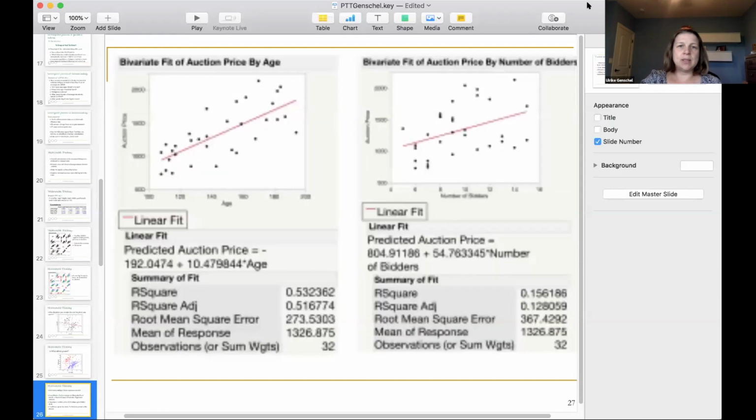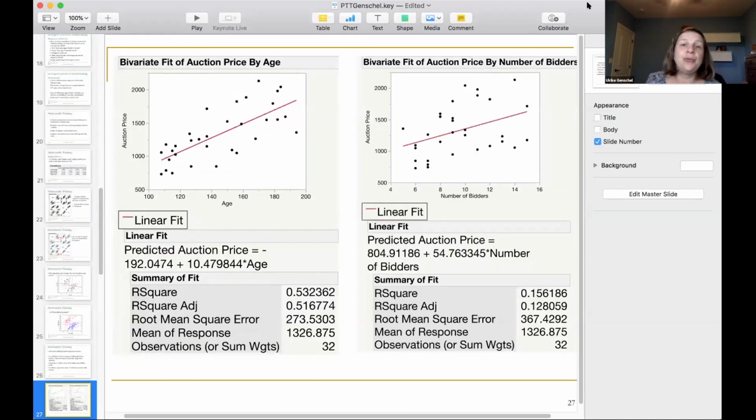And so when you fit the variables individually in JMP, like two simple linear regression models, then you see that age actually explains a good chunk of the variability. The number of bidders in the room, not quite as much. So you have one model that has a little bit more than 50% of the variability explained. The other one can add something. The question is, how much does it add?